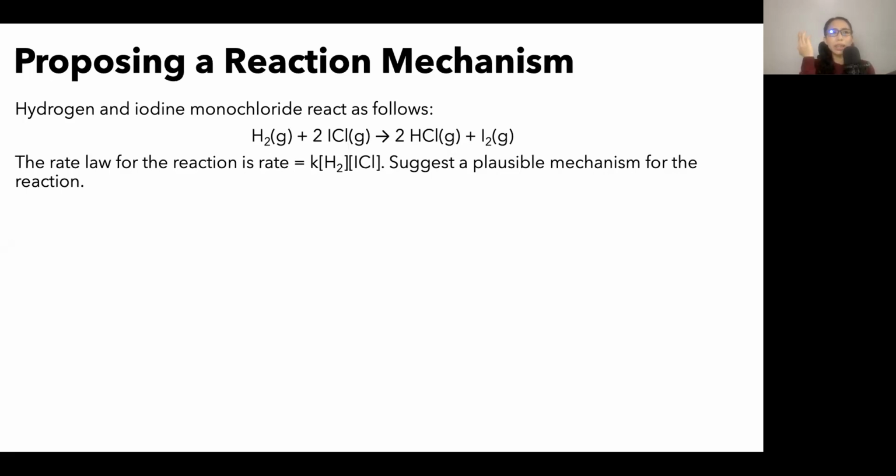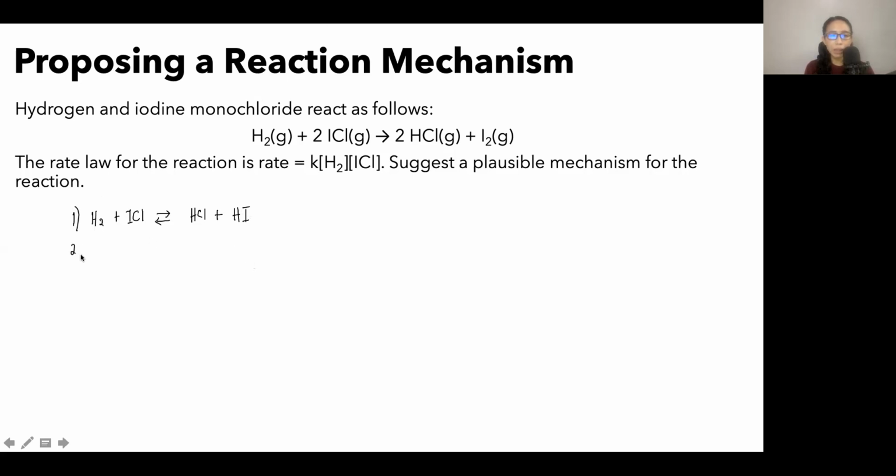But since we have an idea, most of the reaction mechanisms that we encountered are usually a fast reversible step followed by a slow step. So what if we try using that pattern? So this is my proposed mechanism. I have H2 colliding with ICl. This is reversible and it forms HCl plus HI.